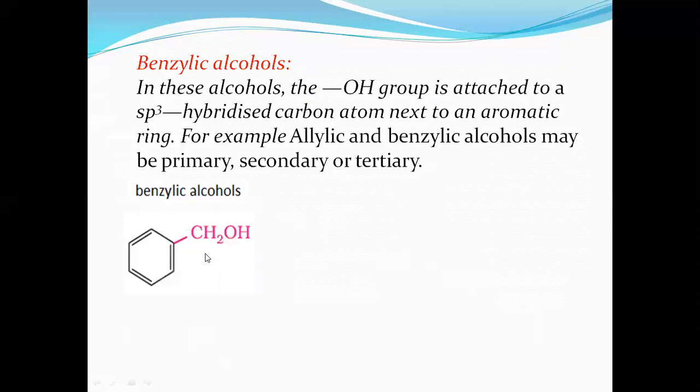Here you can see this is primary. Why is it primary? OH is attached to a benzyl group. This is called a benzyl group: a benzene ring attached with a side chain having a CH2 group. This whole group is considered a benzyl group. If OH is attached to the benzyl group, then it is called a benzylic alcohol. And this is a benzylic primary alcohol because the carbon atom is attached with only one other carbon atom. Therefore, it is primary.